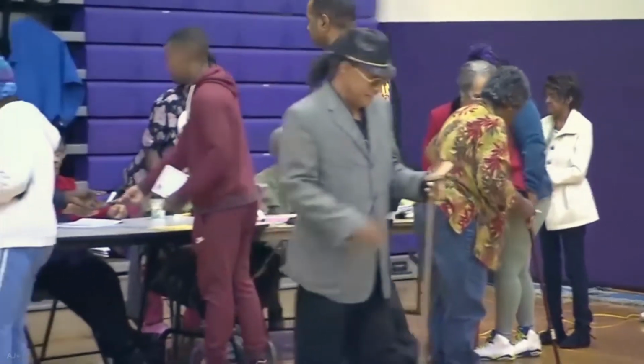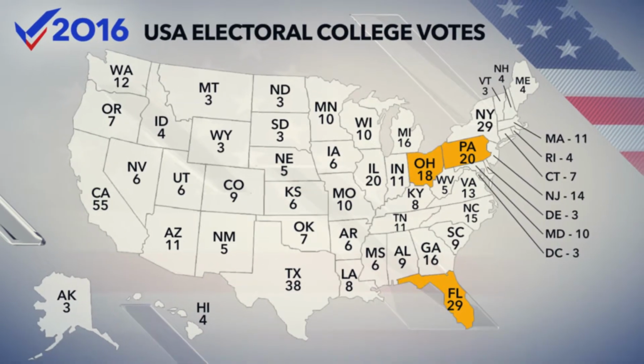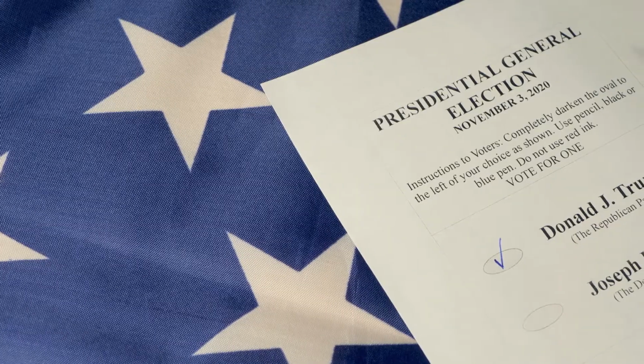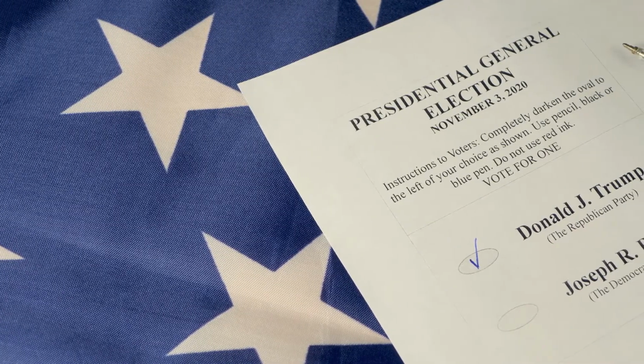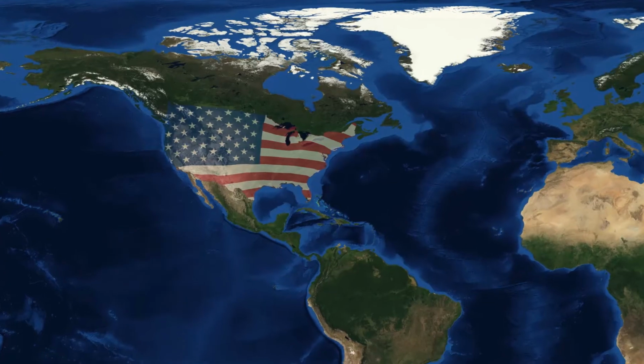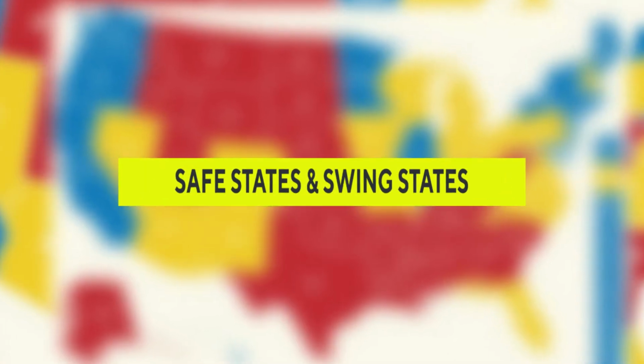Less turnout means fewer people deciding over the same number of electoral votes, and so they end up being more valuable votes. Another important aspect of the U.S. general elections is how campaign money and efforts are distributed across the country, as we'll now explain. Safe states and swing states.